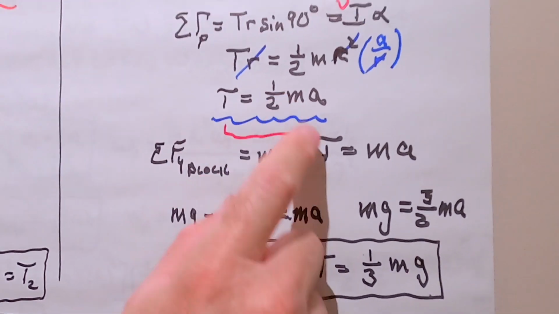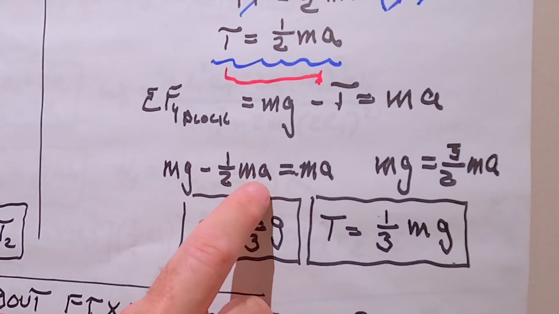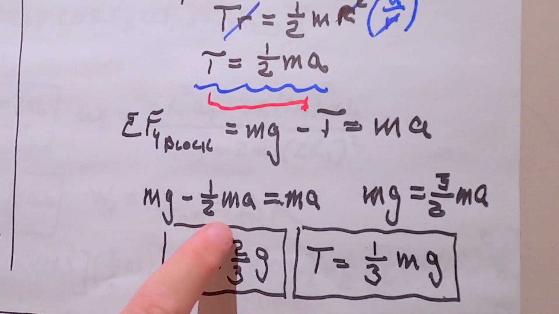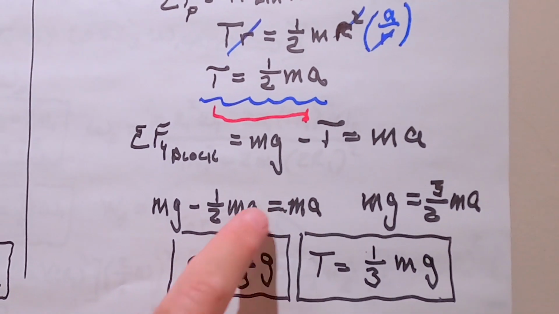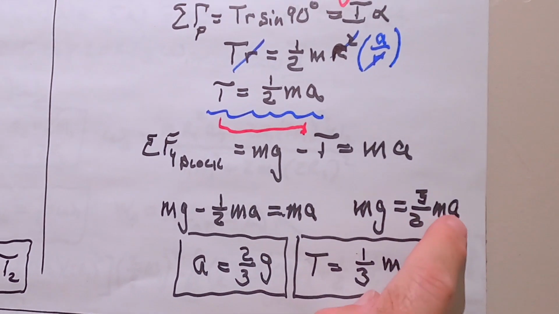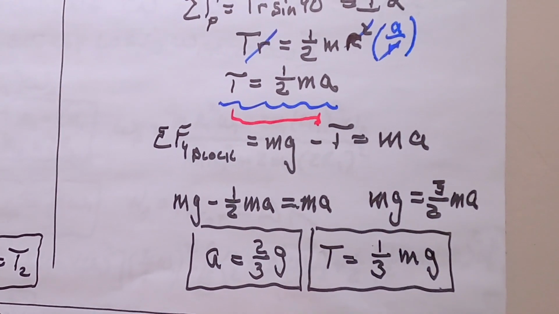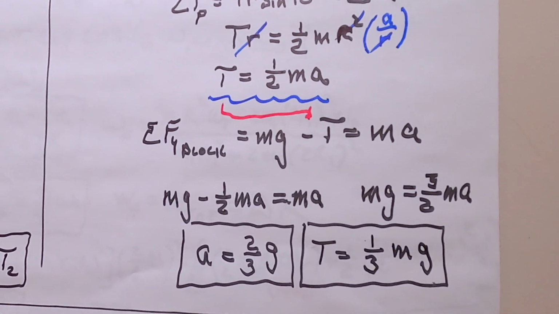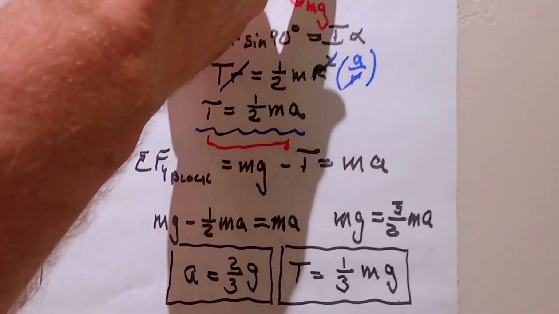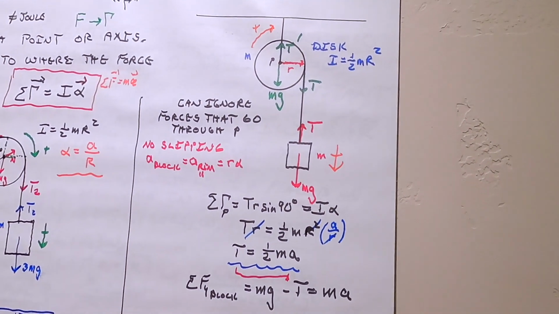Or I'll just plug in what T is. mg minus 1/2 ma, I just plug T right into it, equals ma. Put that on the other side. We got 3/2 ma. Cancel the m's, and so a equals 2/3 g. It better be less than g. Certainly, if you cut the rope, it would be g right here.